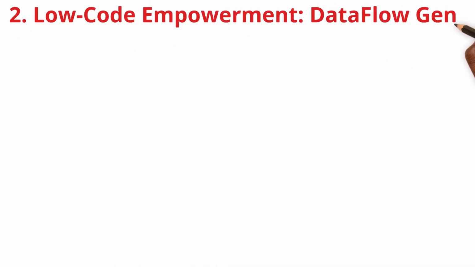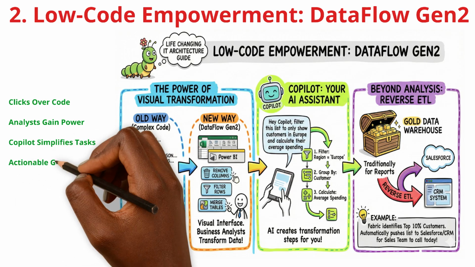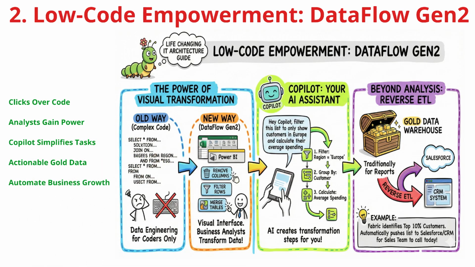Welcome to the era of low-code empowerment with DataFlow Gen2. For a long time, transforming data was a complex job reserved only for those who could write deep computer code. Microsoft Fabric changes the game by putting that power into the hands of business analysts, the people who actually know the data best. Using the familiar Power Query interface, you can click your way through transformations like filtering rows or merging tables, just like in Excel.